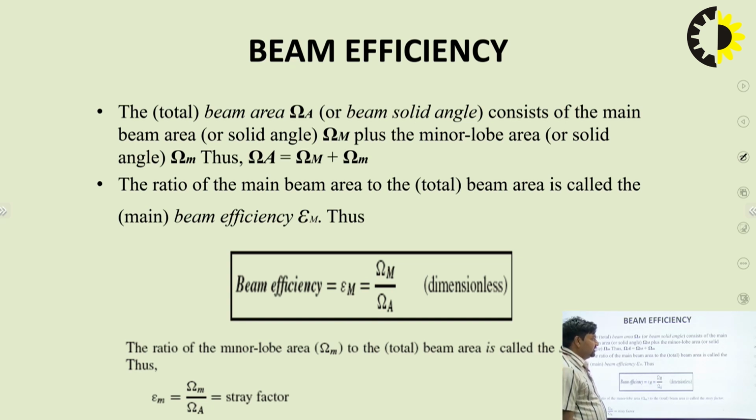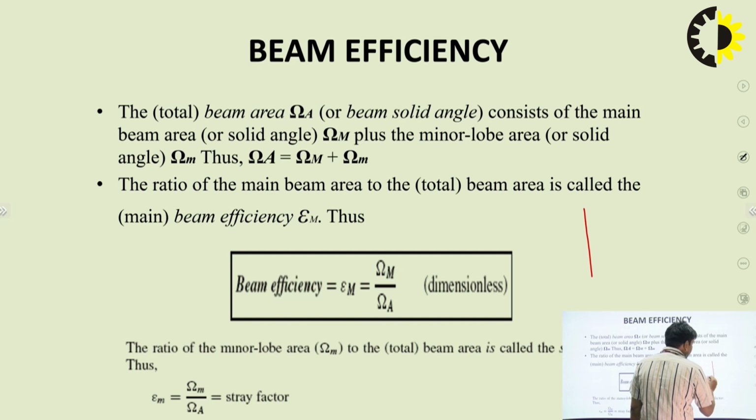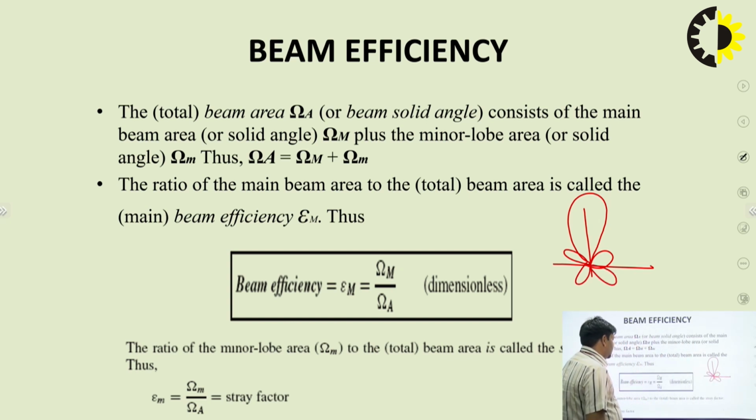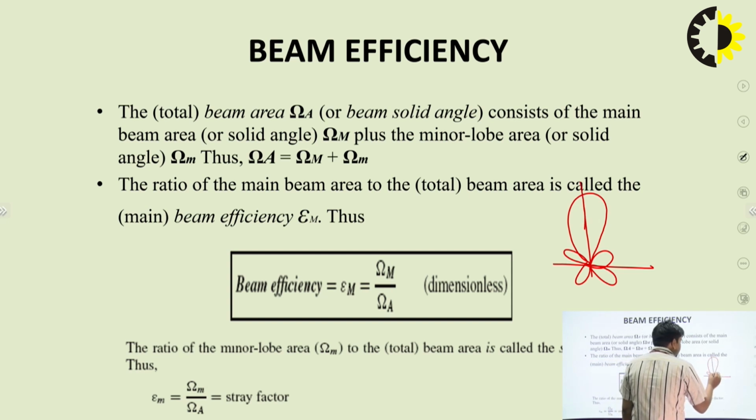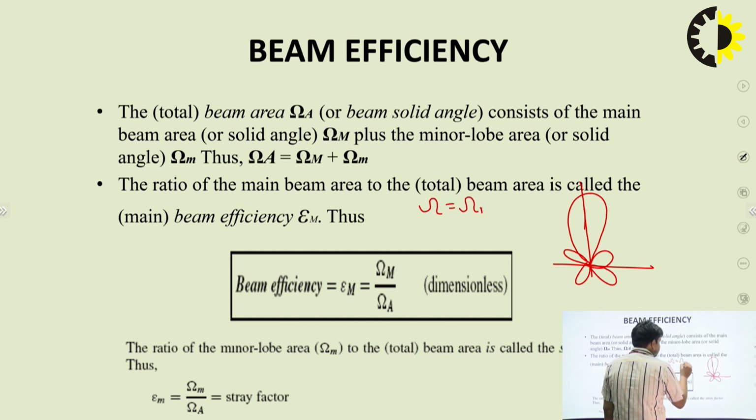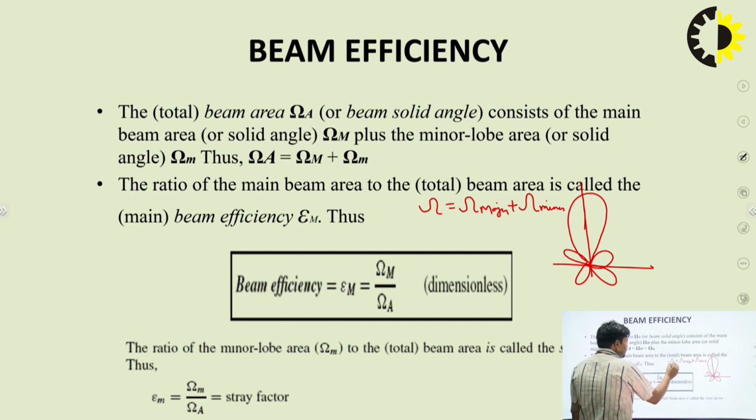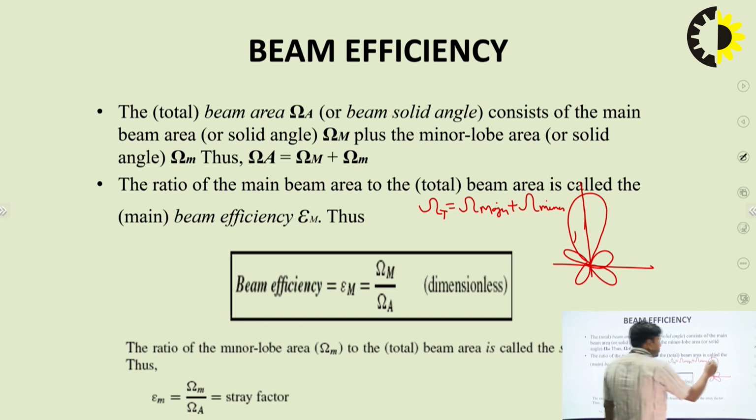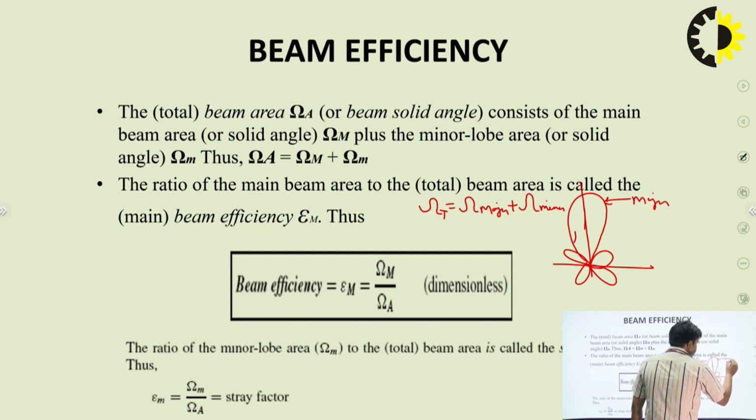So if we draw a radiation pattern of any directional antenna, some major lobes and minor lobes appear. So what is the major beam area? The total beam area is the sum of the major beam area plus the minor beam area. This is the omega total. So this is the major lobe, and this is the minor lobe.